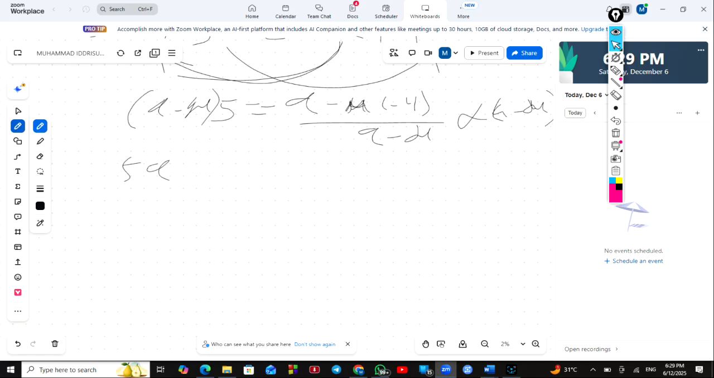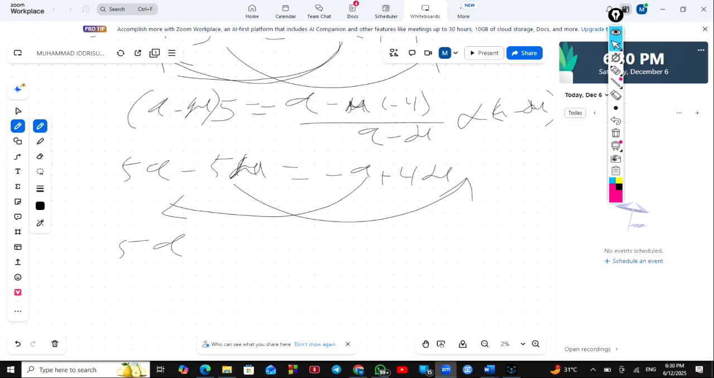We have 5 alpha minus 5 mu to be equal to minus alpha plus 4 mu. So we can bring this minus alpha here and take the minus 5 mu here. So we have 5 alpha plus alpha equal to 4 mu plus 5 mu. So 6 alpha is equal to 9 mu.